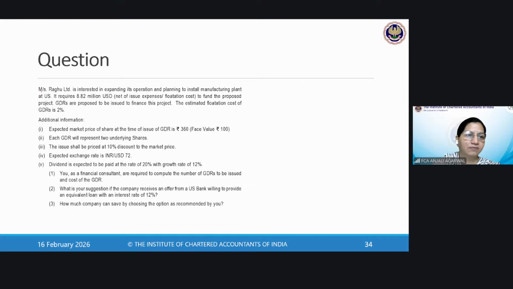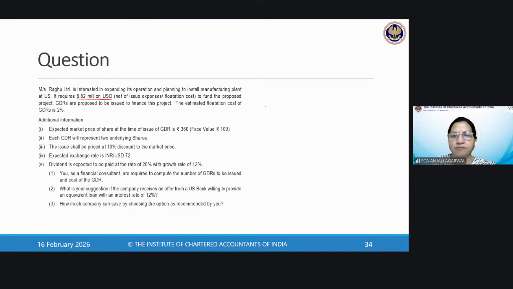Let us discuss one more type of question that is generally there in international financial management. Mr. Raghu Limited is interested in expanding its operation and planning to install a manufacturing plant in the US. The total amount it requires in the US is 8.82 million USD, net of issue expenses or flotation costs.